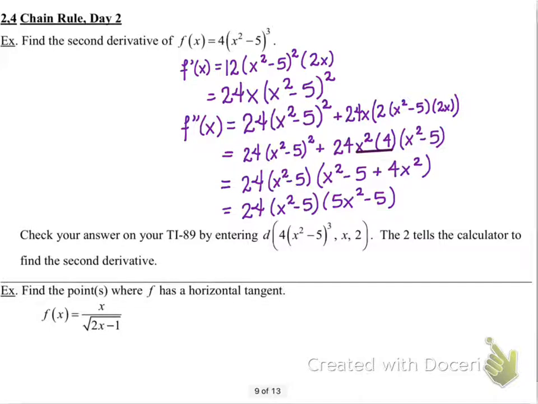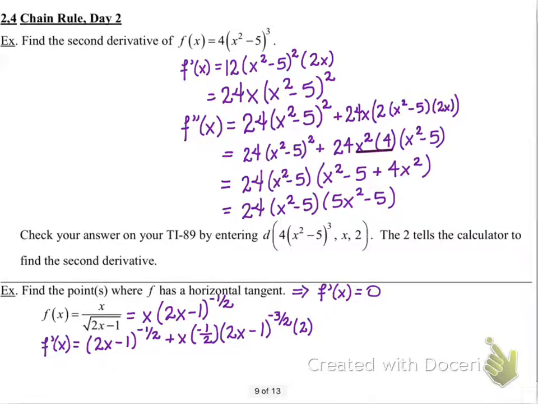Okay, if you have a TI-89, I can't help you. So read the directions and see if you can figure it out. We're going to figure out where f has a horizontal tangent. Well, f has a horizontal tangent when your first derivative is 0.